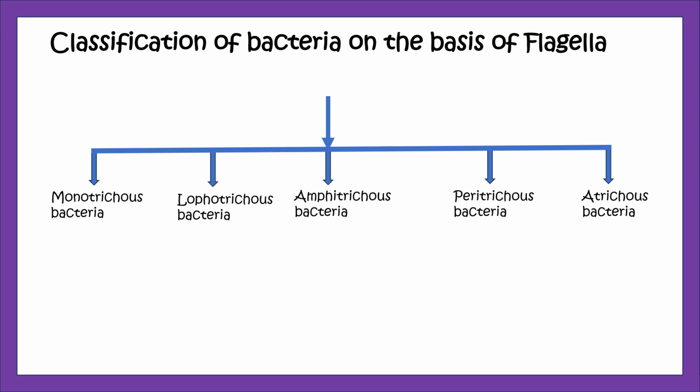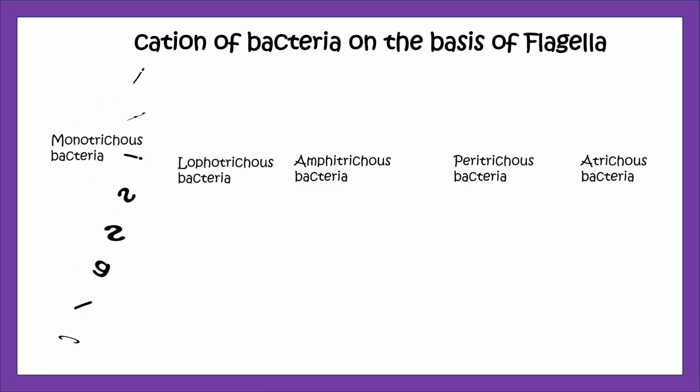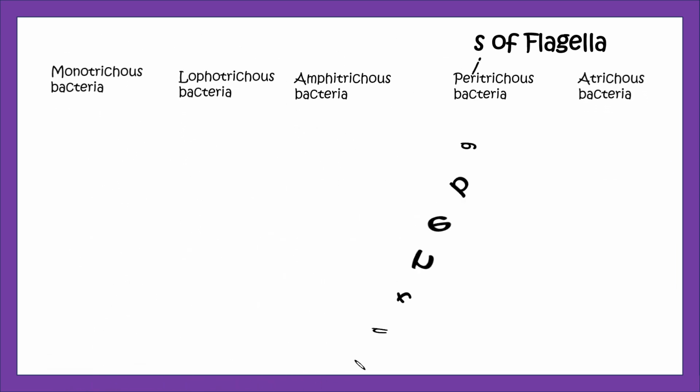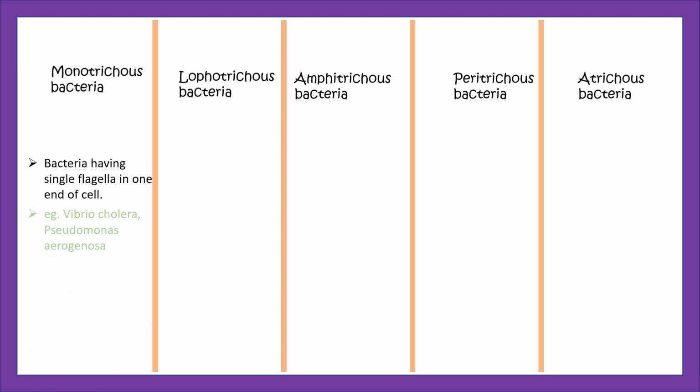monotrichous bacteria. Second one is the lophotrichous. Third one is the amphitrichous bacteria. Fourth one is peritrichous bacteria, and fifth one is atrichous bacteria. First one is monotrichous bacteria, the bacteria having a single flagellum at one end of the cell. The examples are Vibrio cholerae and Pseudomonas aeruginosa.